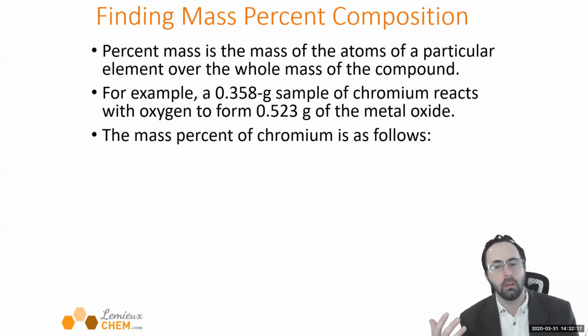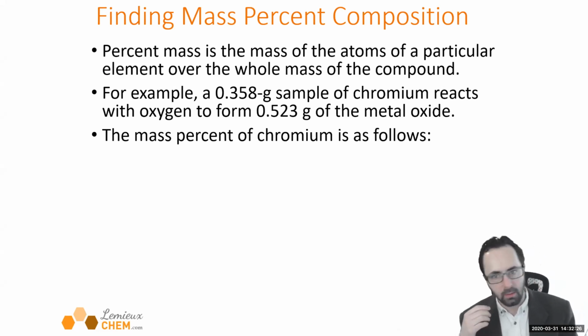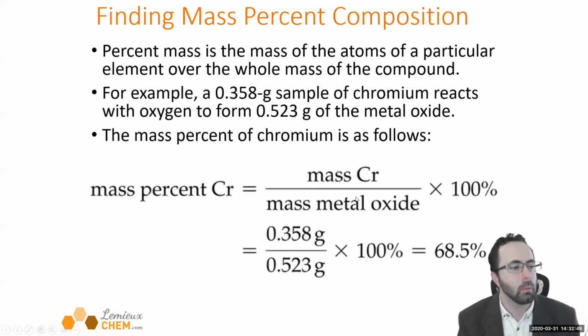So to figure out the percent of anything, remember, percent in general is just the part of something divided by the whole thing, then times 100% to make it a percent. So the part here that is the chromium is this. It's the 0.358 grams. That's the part that's the chromium right here. Then the whole thing, the chromium and the oxygen, the metal oxide, is this. So to find the mass percent of chromium, we would take the mass of the chromium, which is the 0.358 grams, and we divide by the mass of the metal oxide, or the chromium oxide in this case, which is the 0.523 grams. That will give us a fraction.